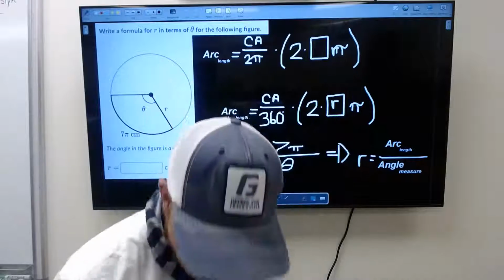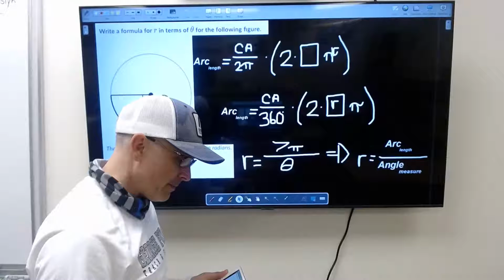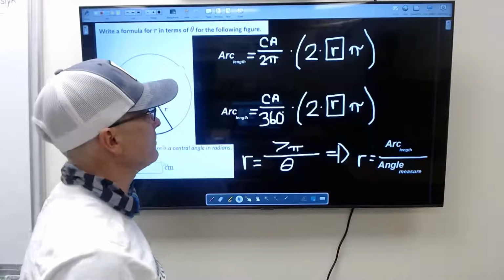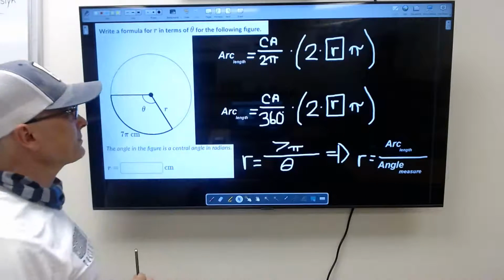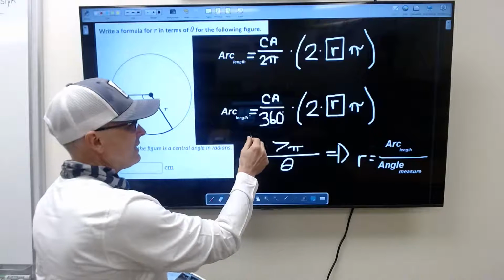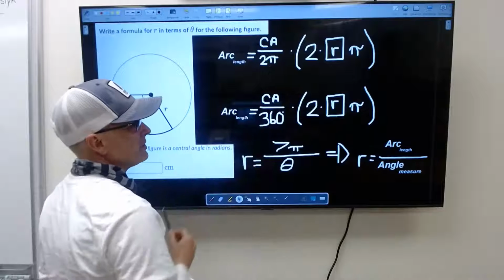Okay? Oh, that's what happened. I'm like, where did the r go? Let's see if I can get it to move. Oh, let's do this. There we go. Move the whole thing. Yeah. 2 times the radius times pi. Okay. If we wanted to do it in degrees, it would be the same thing. Instead of 2 pi, we just switch it with 360.